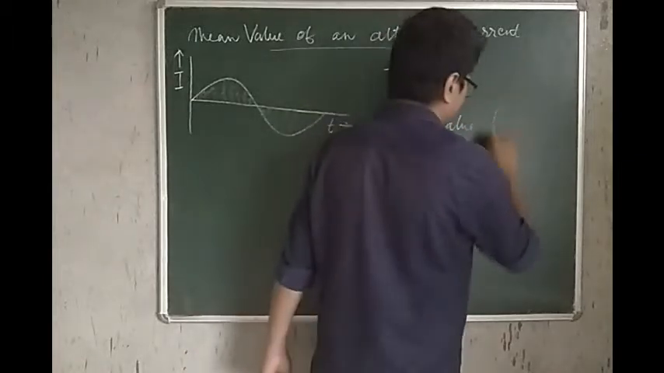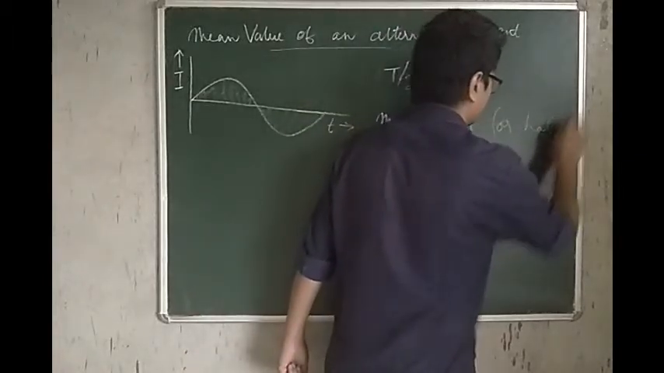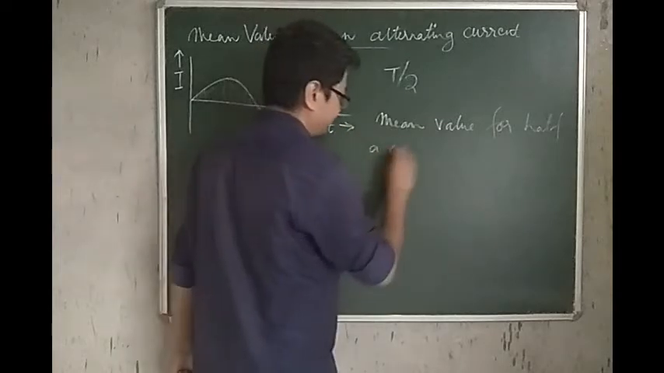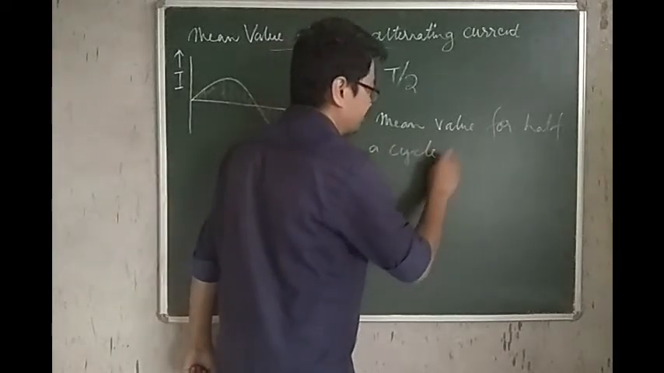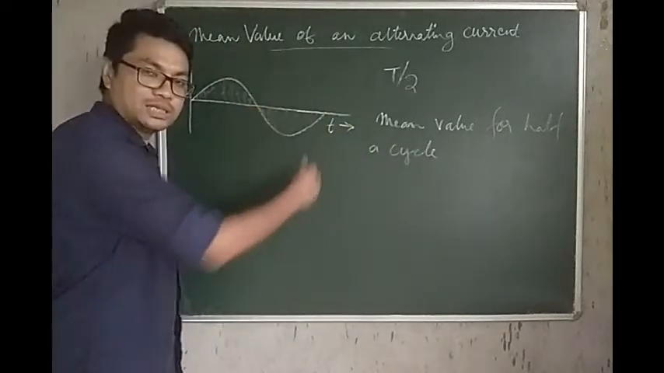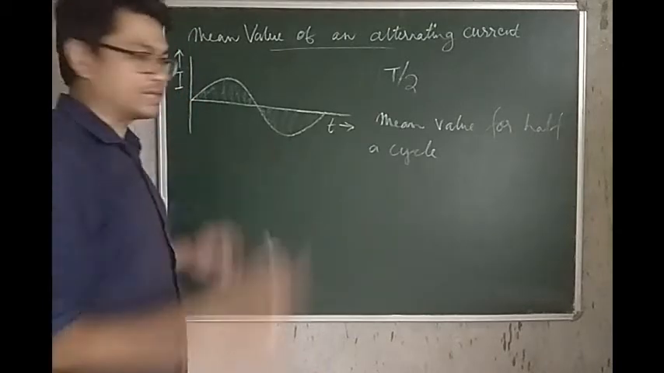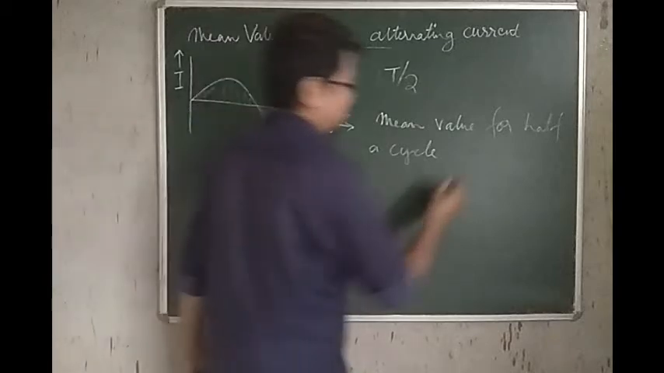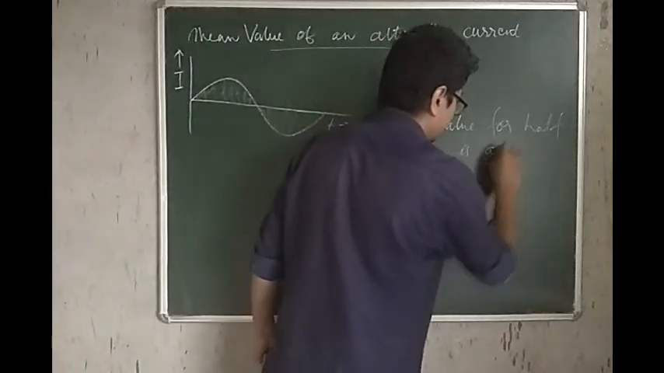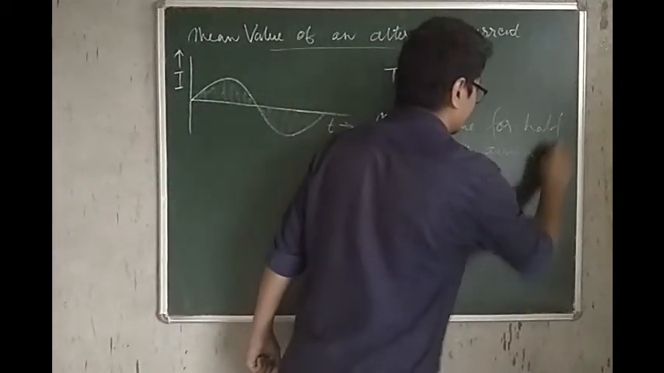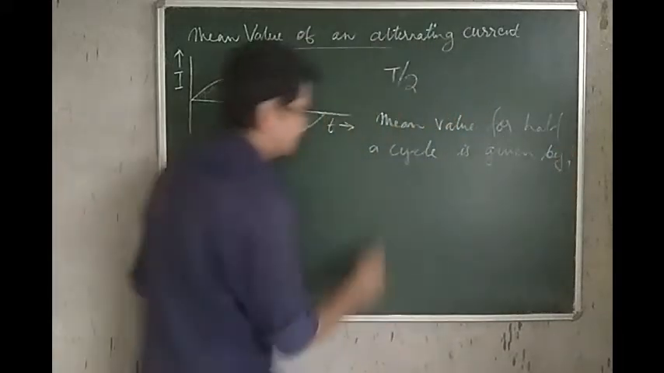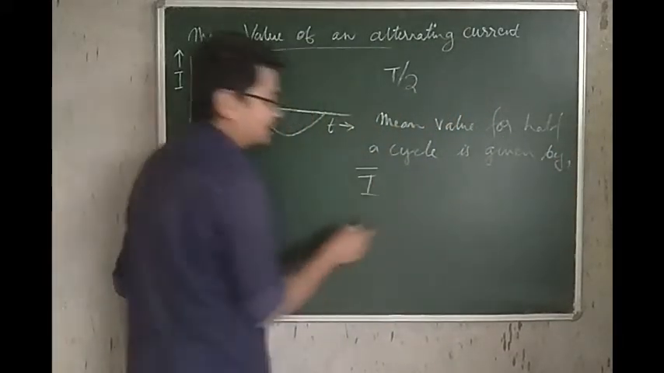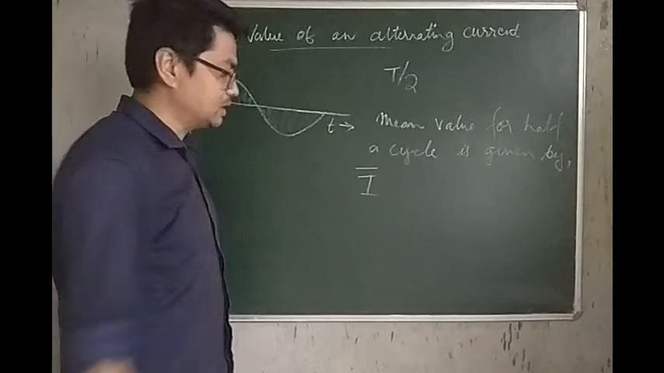for half a cycle, be it the positive half cycle or the negative half cycle, whichever you prefer. The mean value of the alternating current for half a cycle is given by, let's call it I with a bar. This bar represents the mean.